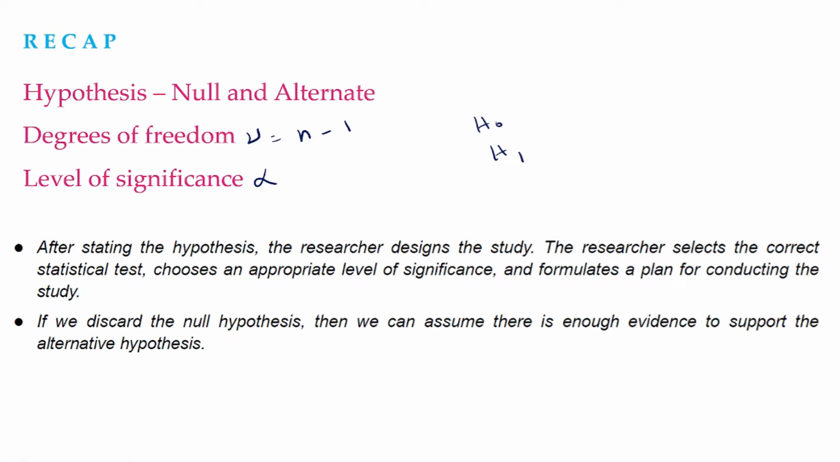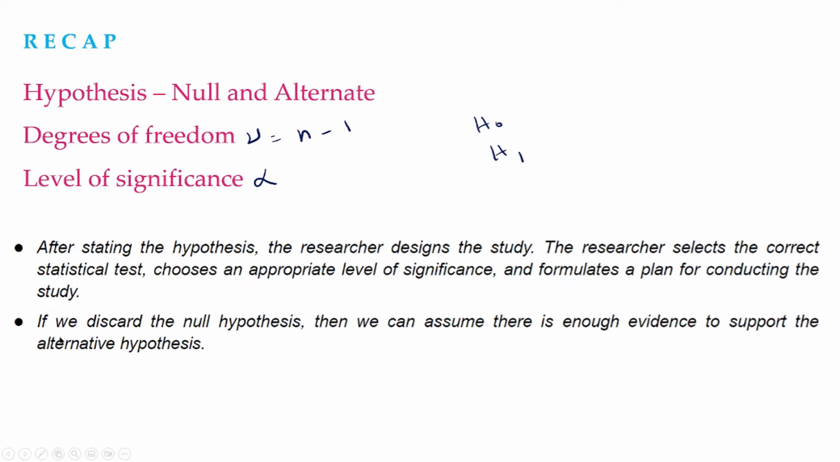Now with all these in mind, let us start with hypothesis testing. After stating the hypothesis, the researcher designs the study. So once the hypothesis is stated or once some assumptions about the population are made, the researcher will select the correct statistical test, choose an appropriate level of significance alpha and formulate a plan for conducting the study. So hypothesis testing is a step-by-step procedure.